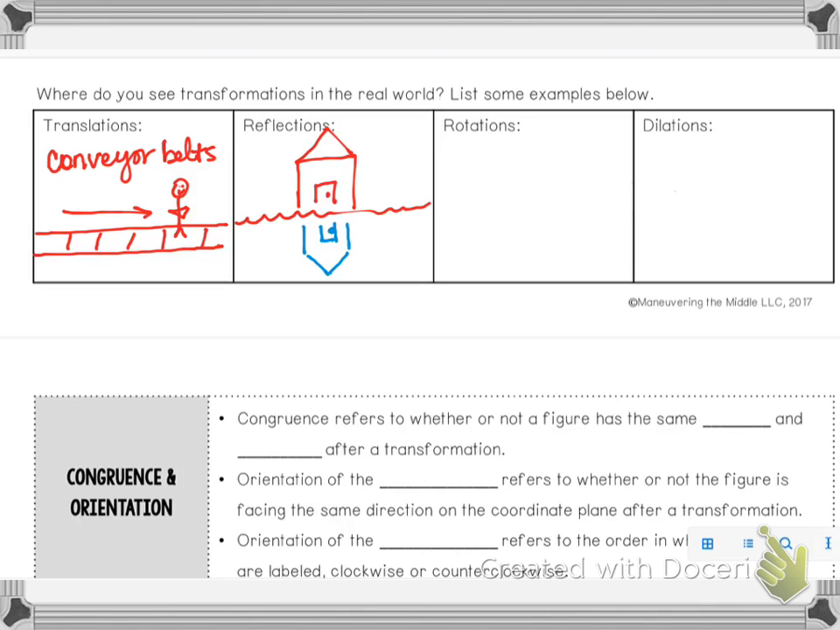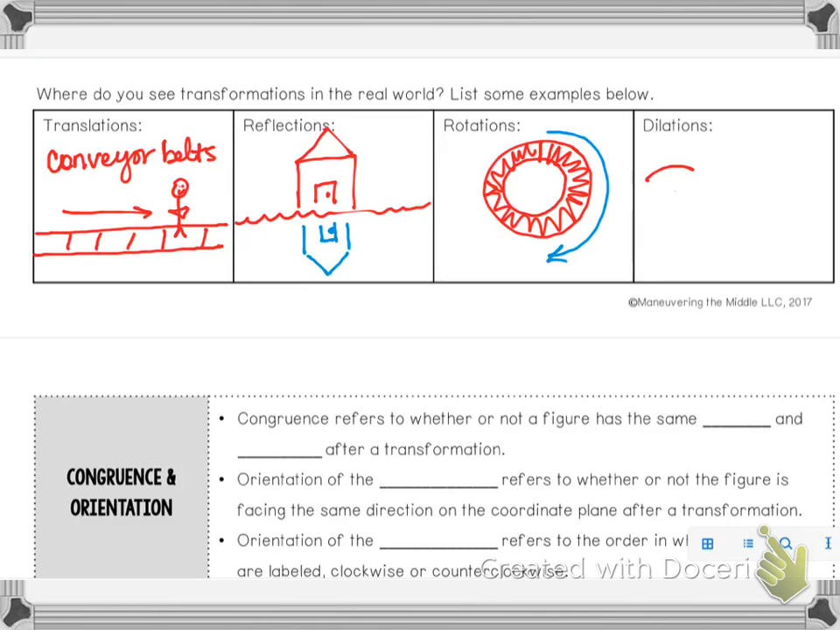Rotations, well, a tire or a wheel of any sort. As it turns, it's making rotations. So that is another real world example. Or a Ferris wheel even would be a great real world rotation.